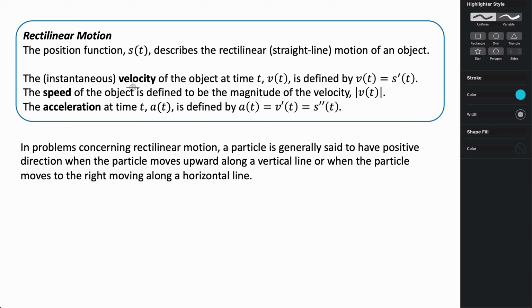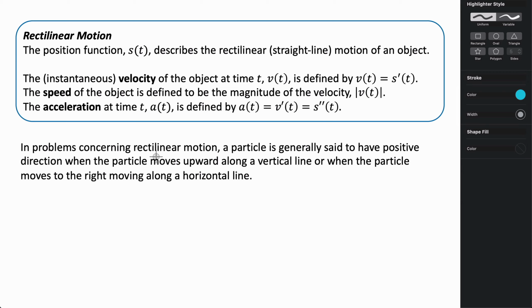Generally speaking, when we talk about the velocity, we're talking about the instantaneous velocity. So the velocity of an object, represented by v of t, is defined to be the derivative of the position function. As we said before, the speed of an object is the magnitude of the velocity, or just the absolute value of the velocity. One other function that we often consider is the acceleration function, which is the rate of change of the velocity. It's the derivative of the velocity, or the second derivative of the position function.